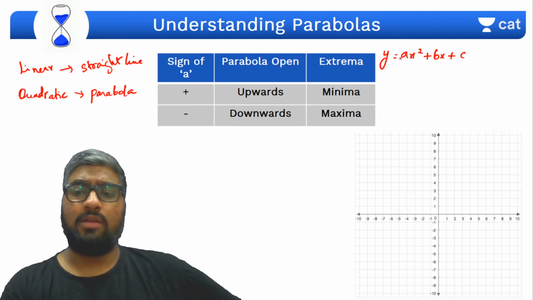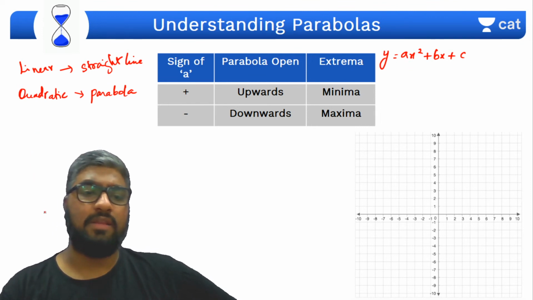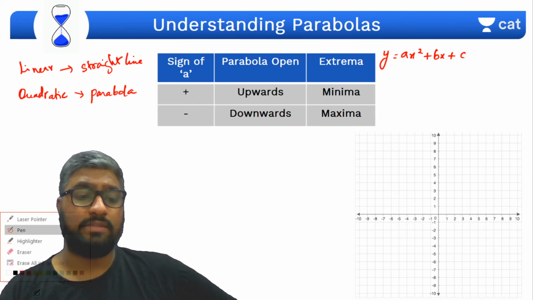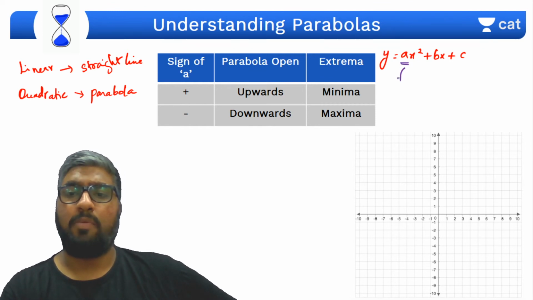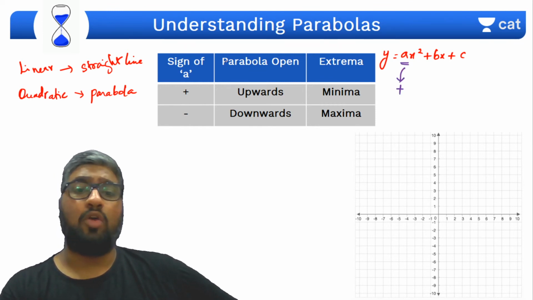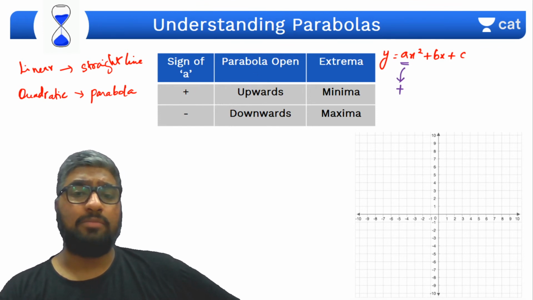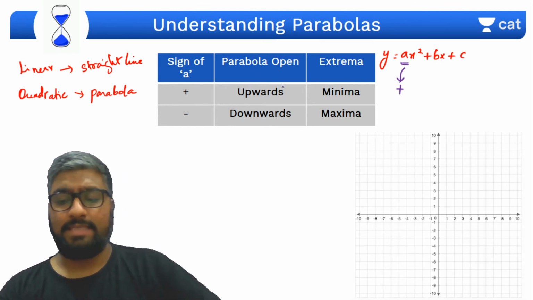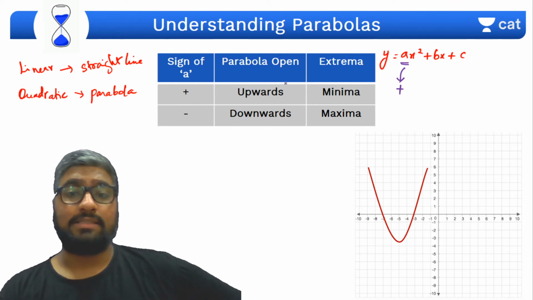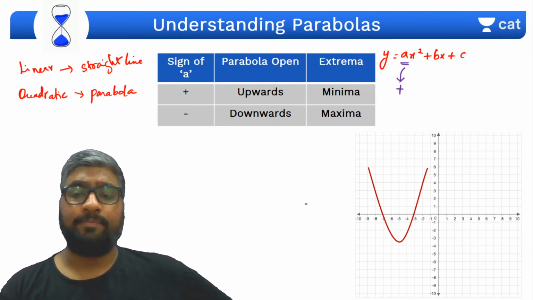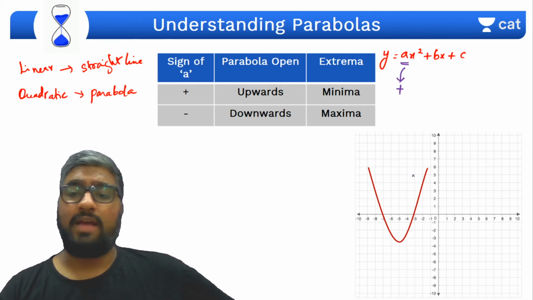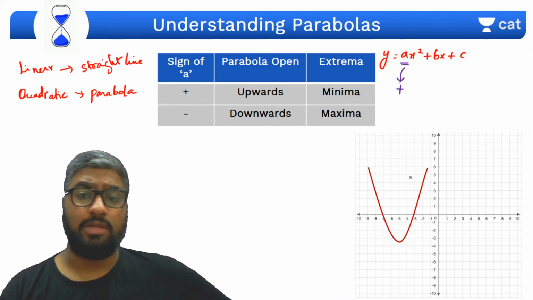Now, if the sign of a is positive, then what would you get? You would get a parabola that is open upwards, that looks like this. A parabola that opens upwards, which means what? There will be a minimum value, but the maximum value is endless, right? There's no way in which you can stop this parabola from going upwards.